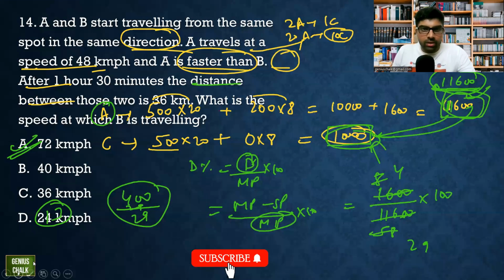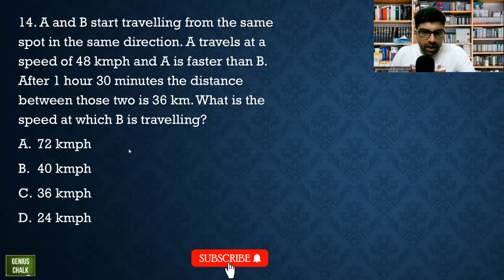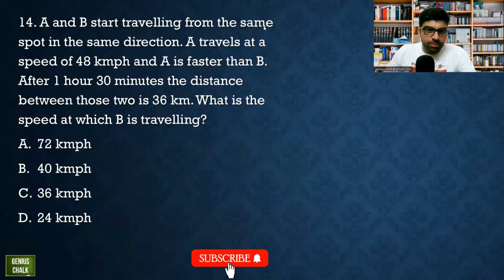Okay. Next one. A and B start traveling from the same spot in the same direction. A travels at a speed of 48 and A is faster than B. After 1 hour 30 minutes, the distance between those two is 36. What is the speed at which B is traveling? Okay, a good question again. Very basic, logical. So this is the track. A and B start traveling on this track. And A is faster than B, so we can say they are in the same direction.